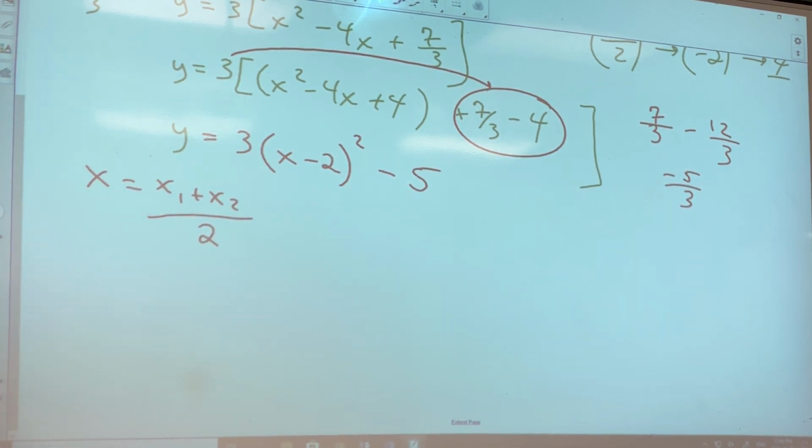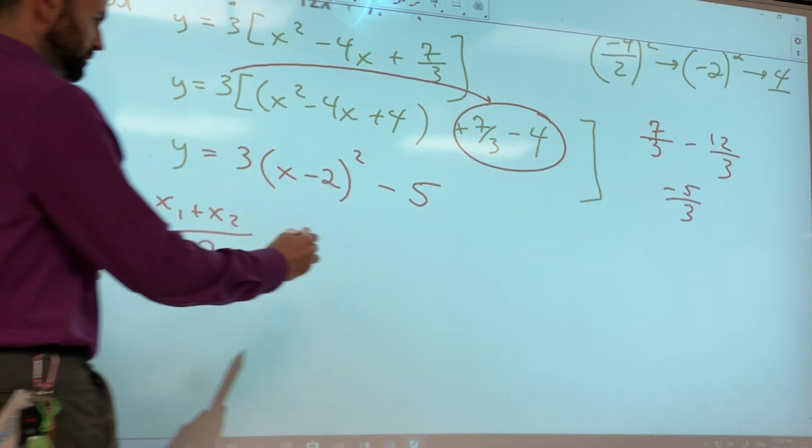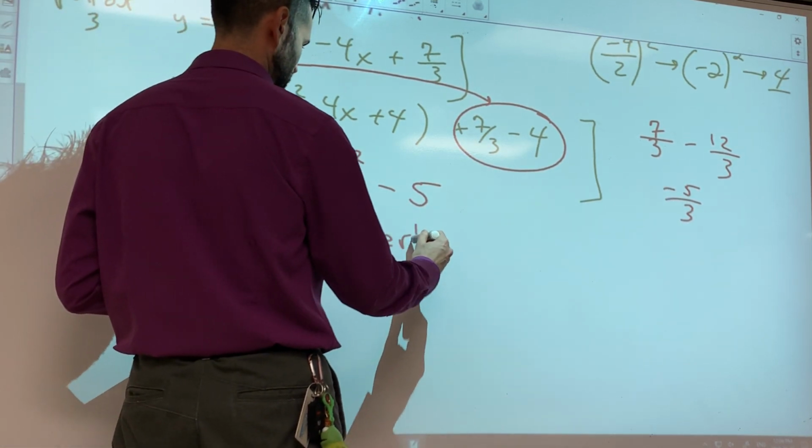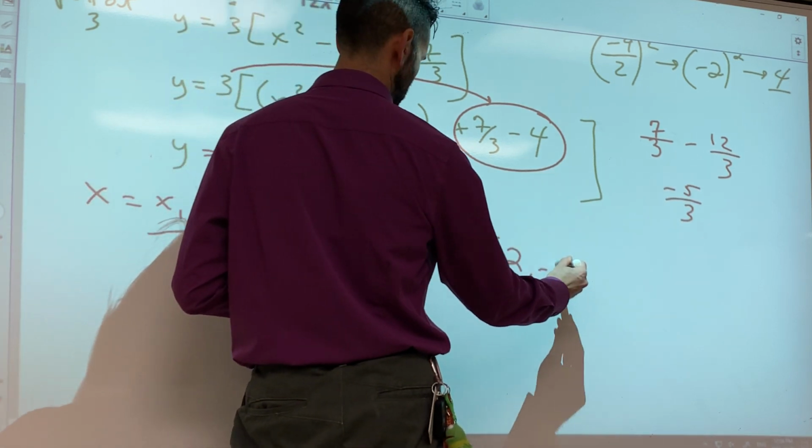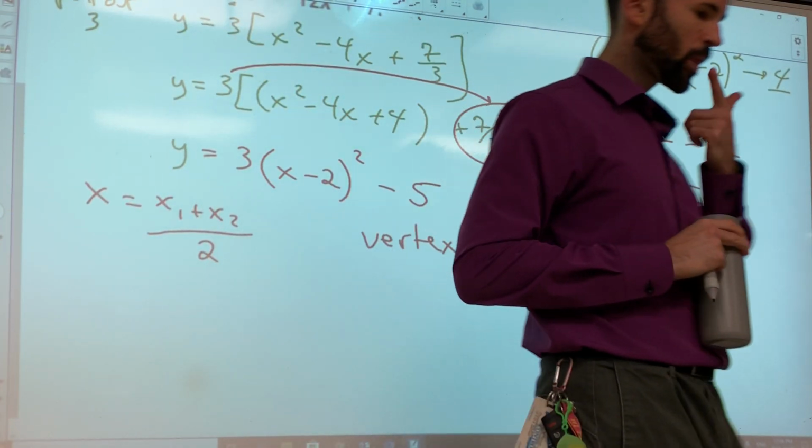Now that's great. What if you get a question that doesn't have roots? Like we just graphed one that doesn't have roots. Would you be able to find the x value of the vertex using this? No. So this helps sometimes. You have to use negative b over 2a, and we'll actually talk about that in a second. So the vertex is 2 comma negative 5 for this one.